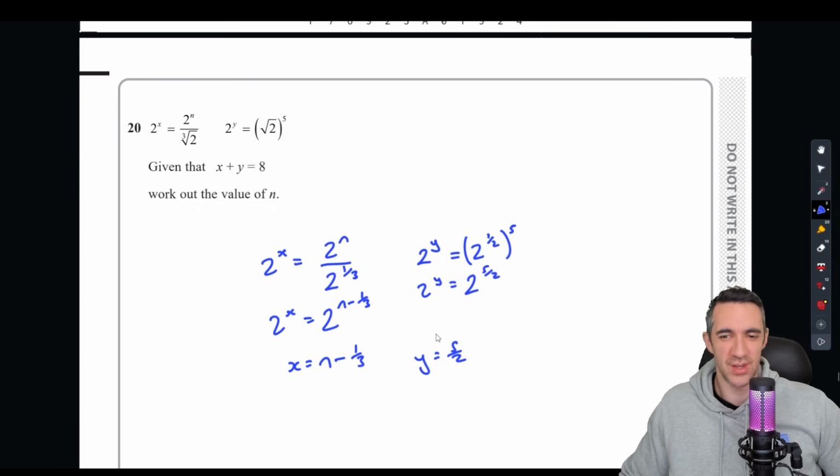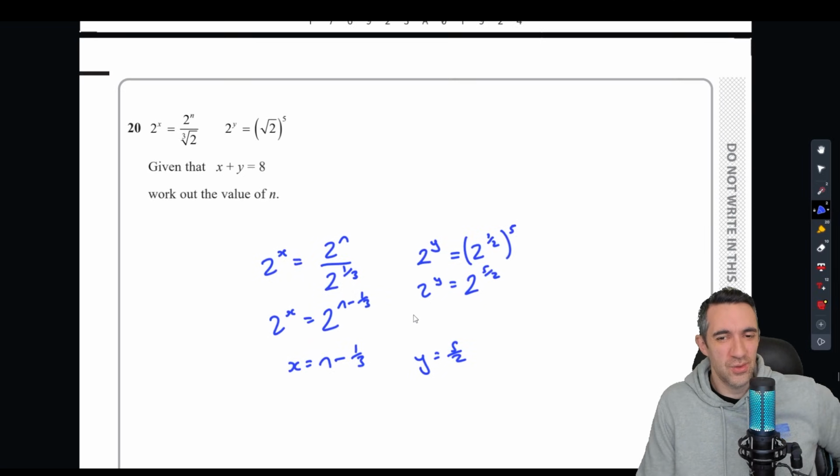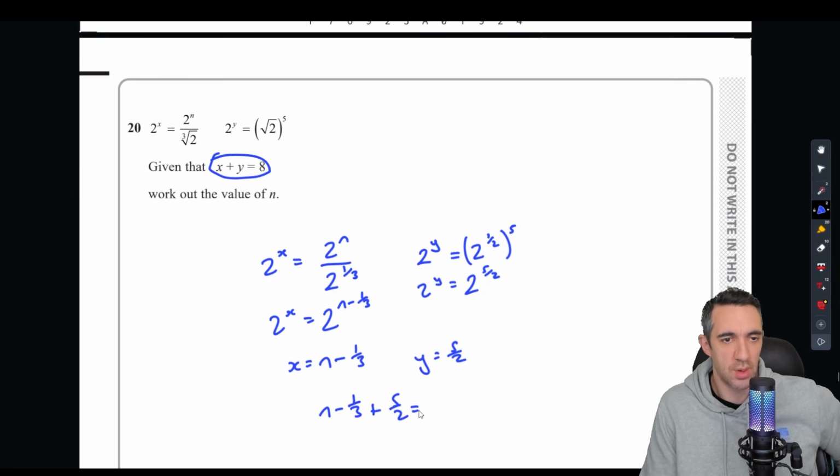I mean, some of these last questions feel a bit harsh. 3 marks. Surely, because I think that must be more than 1. But then if I don't make any attempt at this x plus y equals 8, how am I going to get 2? I've got to make some attempt at this. Let's say n minus a third as my x plus 5 over 2 equals 8. I mean, that is a horrendous fraction for a non-calculator paper.